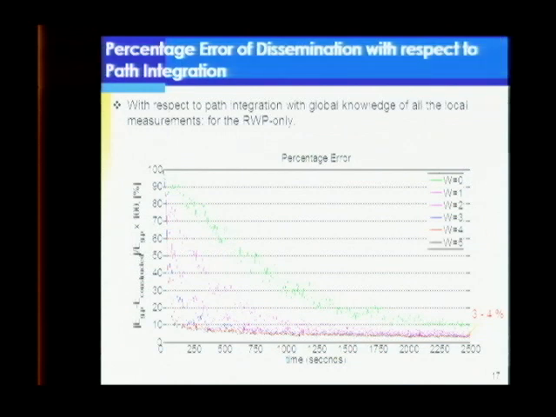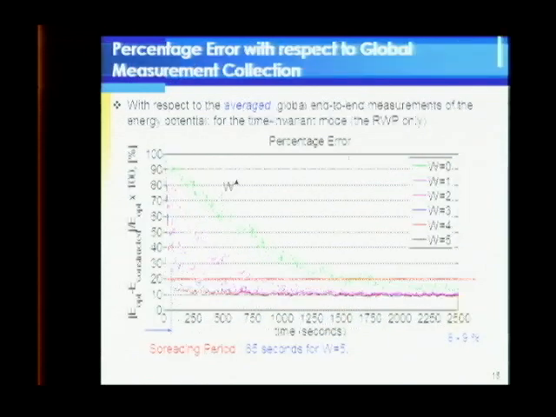But the main point of this graph is the following. We can decrease the percentage error. In other words, we can get to that global optimal cup shape pretty fast, and we call this the spreading period. This is the time that you require in order for the QoS information to be spread to the entire network.